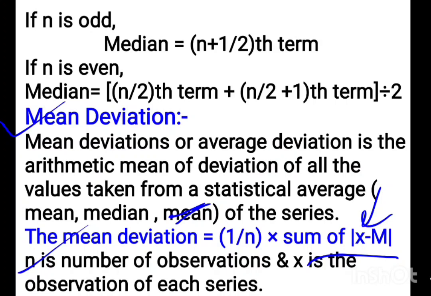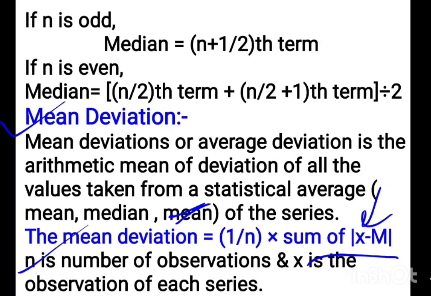ঠিক আছে, এবার নাও মিন ডেভিয়েশন। Mean deviation or average deviation is the arithmetic mean of the deviation of all the values taken from the statistical average of the series. তোমার statistical average mean median হতে পারে, তাদের প্রত্যেকে arithmetic mean এর যে ডেভিয়েশনটা সেটাকে বলা হয় mean deviation বা average deviation. Okay, and there must be some formula, that is the mean deviation equals 1/n times the sum of |x - M|. Small x is the observation of each series, n is the number of observations, and capital M is the mean or median.